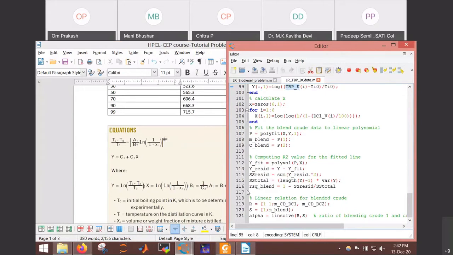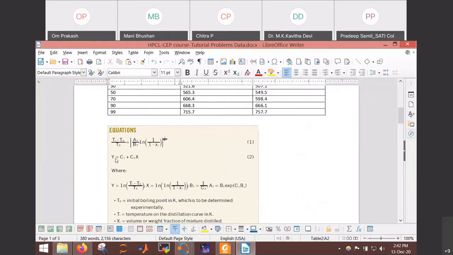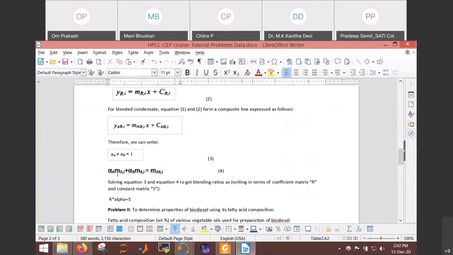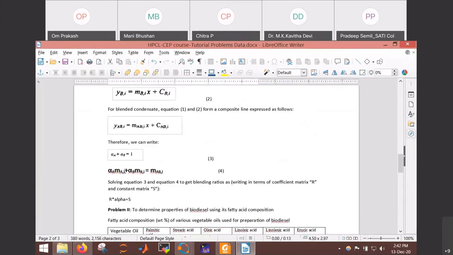Once I found my slope, which is MA for the first crude, MB for the second crude, and this is for the blending mixture, I have this relation, and I know that alpha A plus alpha B equals 1. So I have two equations and two variables. The variables are alpha A and alpha B. I can simply solve it and find these alphas.